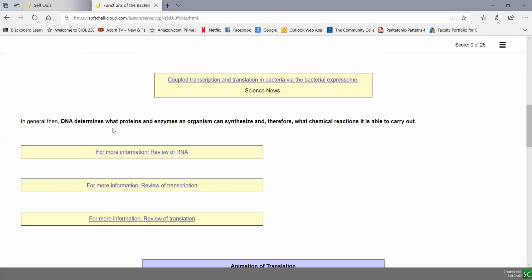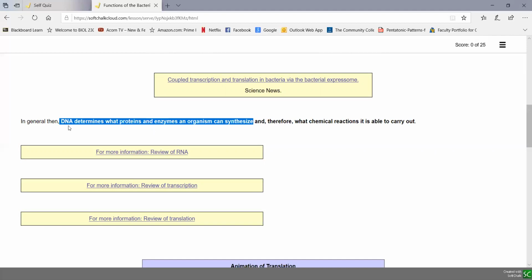And getting back to our function then, when we say DNA is the genetic material, what we're really saying here is that DNA ultimately determines what proteins and what enzymes an organism can synthesize, because the order of nucleotide bases along the DNA determines the order of ribonucleotide bases along the messenger RNA, and the messenger RNAs determine what amino acids are inserted and in what order, and that determines the shape and function of the protein or enzyme.